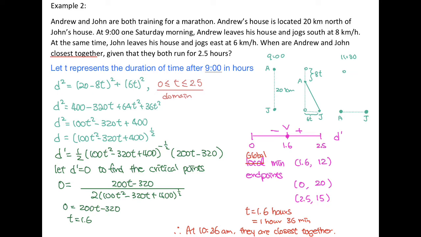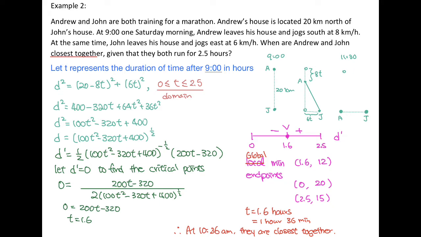Let's look at example number 2. Andrew and John are both training for a marathon. Andrew's house is located 20 kilometers north of John's house. At 9 o'clock one Saturday morning, Andrew leaves his house and jogs south at 8 kilometers per hour. At the same time, John leaves his house and jogs east at 6 kilometers per hour. When are Andrew and John closest together, given that they both run for 2.5 hours?